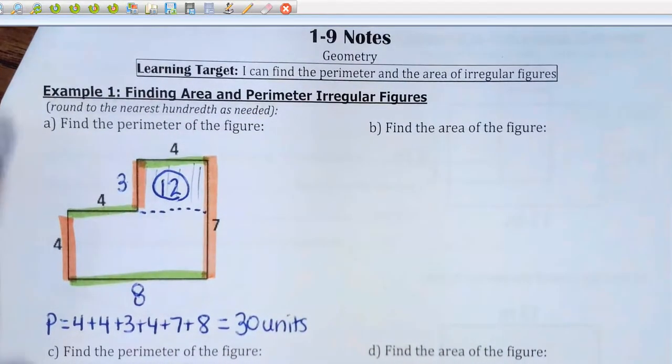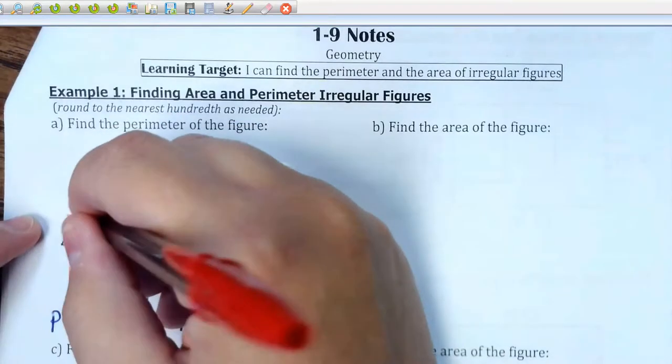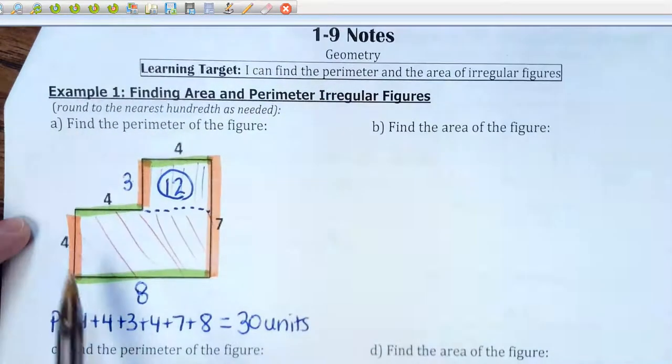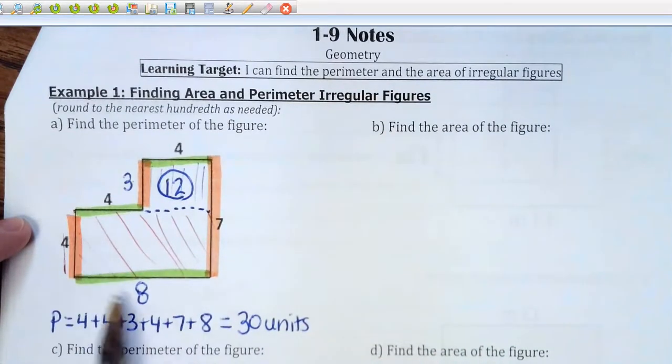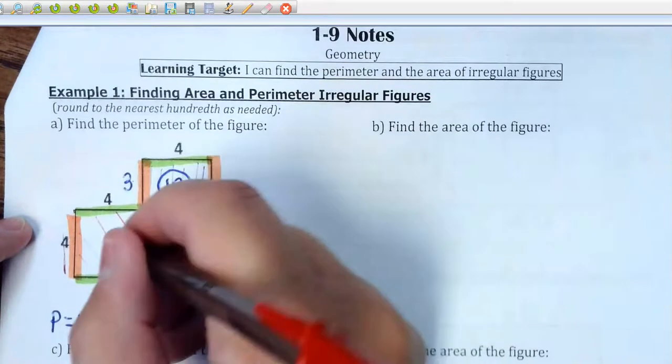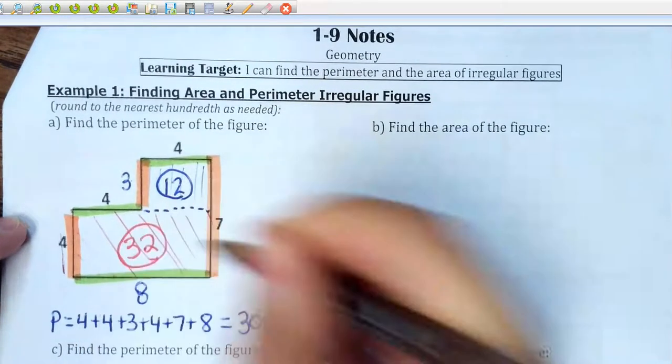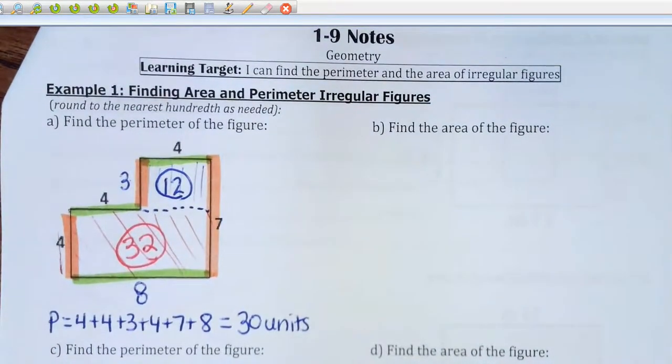And then I'm going to find the area of this other rectangle, which would be right in here. And this, the one side is 4, the other side is 8, so length times width, base times height, 4 times 8 is 32. Okay, now this is important. When you're doing this, don't multiply these numbers. That's the biggest mistake people are going to make.